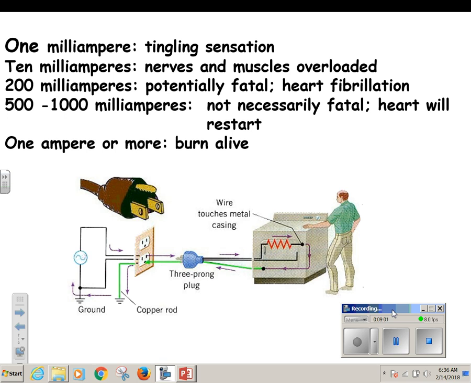And an amp or more will actually burn you alive. So that's a big deal. Electrical burns are serious.